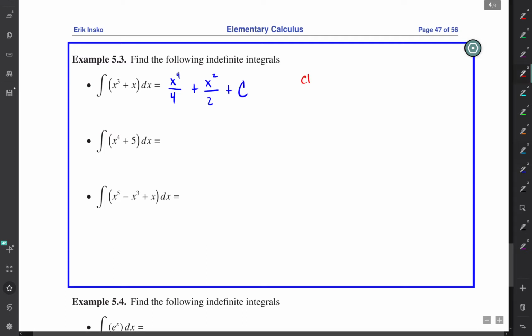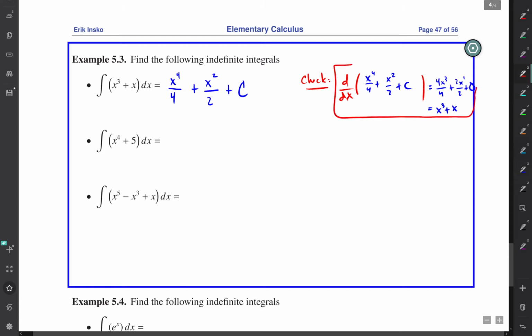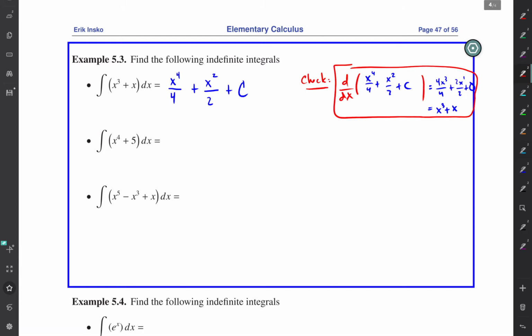And you can check your answer by taking the derivative. If you take the derivative of x to the fourth over 4 plus x squared over 2 plus c, you'll get 4 times x to the third over 4 plus 2x to the 1 over 2 plus 0, and that is x to the third plus x. Okay, so this check worked. When we took the derivative of that indefinite integral, we got what we started with back, x to the third plus x.